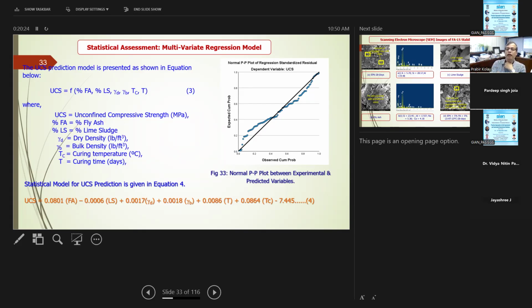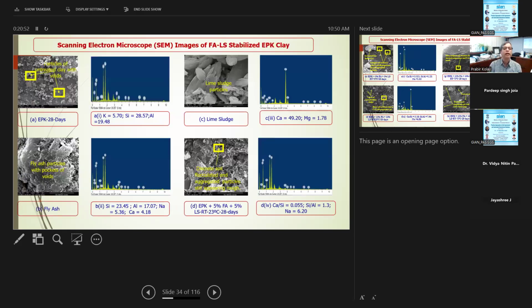Then we developed this equation, where the UCS strength is 0.081 times the percentage of lime sludge you use, plus terms for unit weight, bulk unit weight, temperature, curing time, and curing days. So you can use this equation to calculate the strength, using the statistical model.